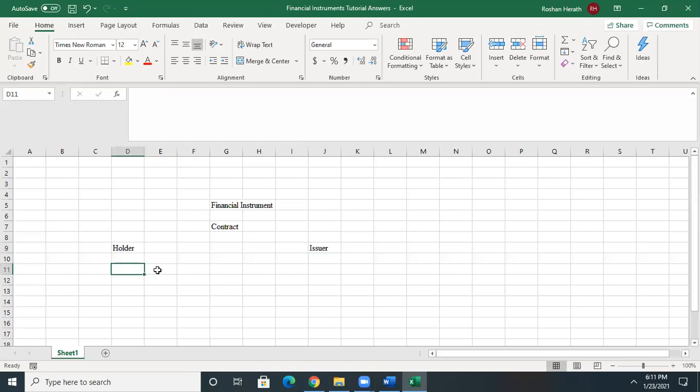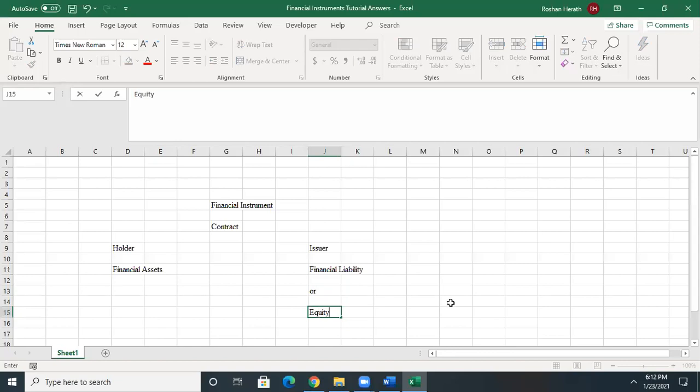Pretty straightforward. It says that it gives one entity a financial asset. Who is getting that? That is what we call the holder of the financial instrument, while the other party has a financial liability, or it can even be an equity instrument, or let's say equity. So financial liability or equity, that is from the issuer's point of view.